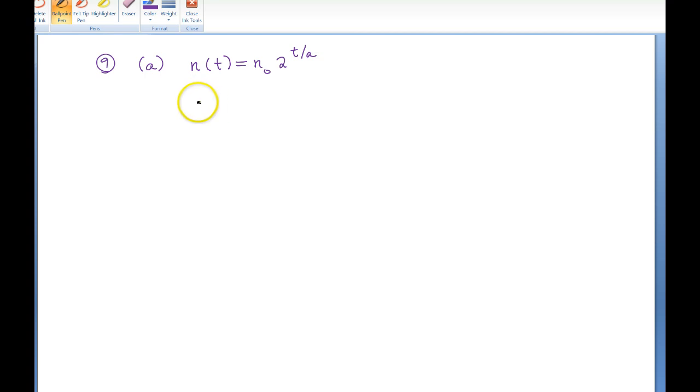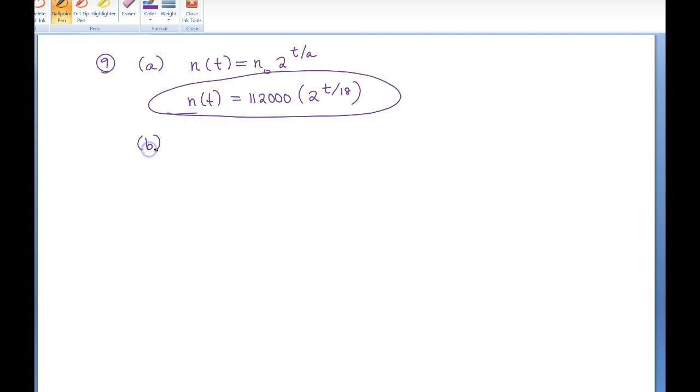So we have initial amount was 112,000. And then it says it doubles every 18 years. So that's part A. Part B says find an exponential model. So now, what if we want to use this continuously?